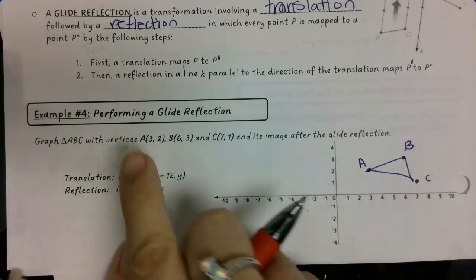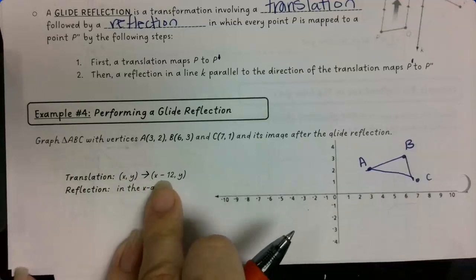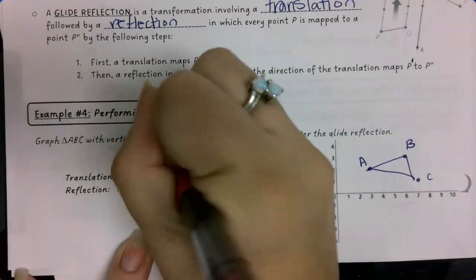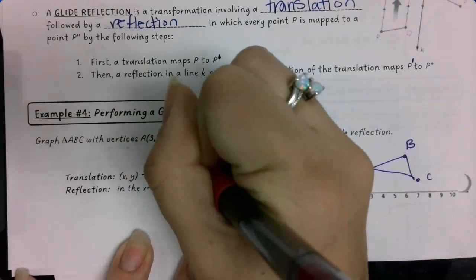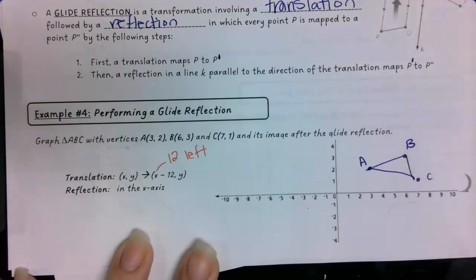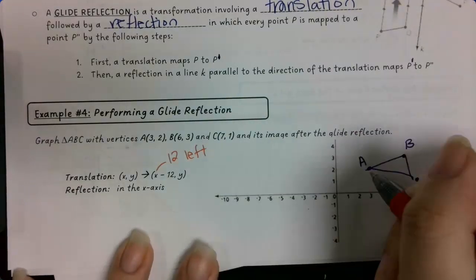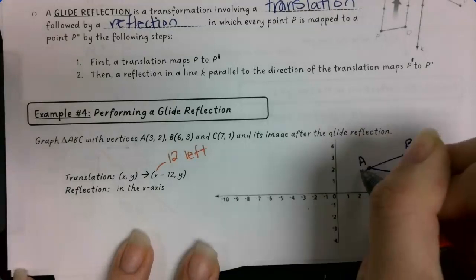Okay. Then my first thing is to do a translation. This is telling me to move 12 to the right. 12 to the left. And then my y value stays the same. So I'm just going to count over 12 squares.